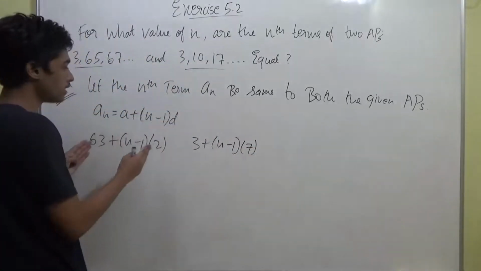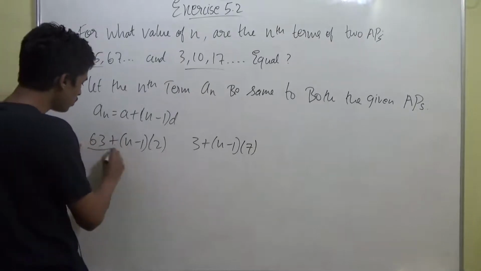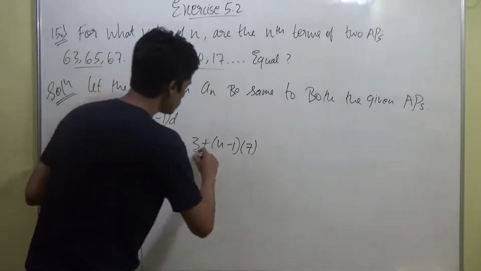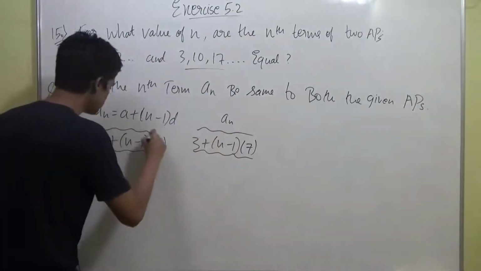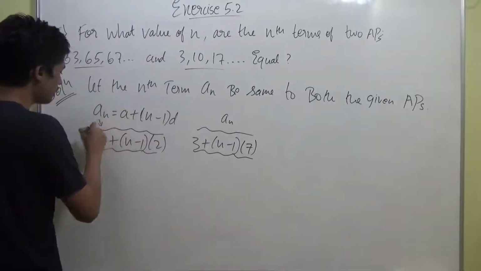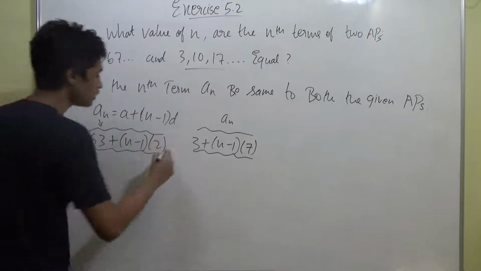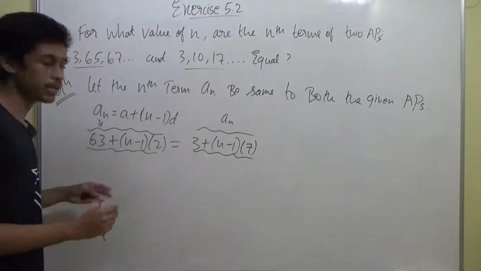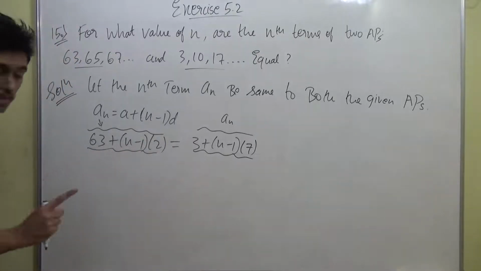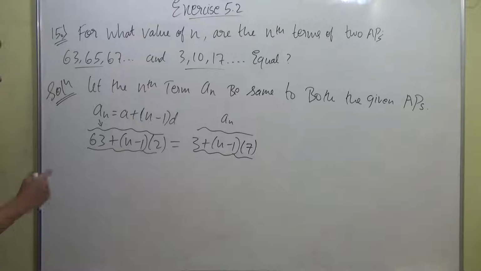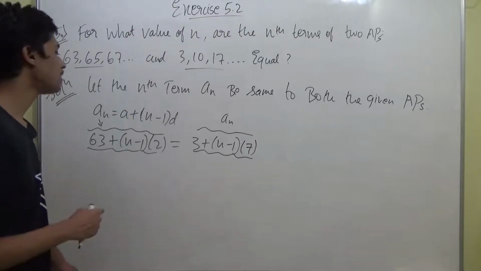Now what we have to do? They are saying this whole thing is a_n, and this whole thing is a_n. So they are telling it is the same, which means we have to equate these. After equating, we will find the value of n. If you see, this becomes a linear equation in one variable where the variable is n. So now our task is to find the value of n.